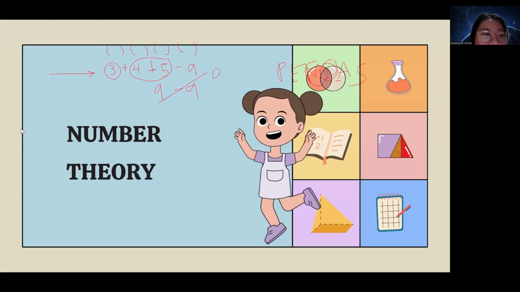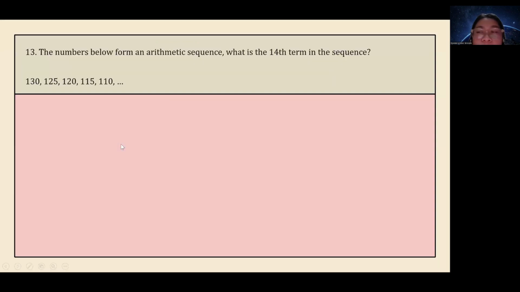Okay, now we are in number theory. So number theory, number 13. Okay, the numbers below form an arithmetic sequence. What is the 14th term in the sequence? So when you say arithmetic sequence, that means that between our consecutive terms, there will be a common difference. Okay, so the difference between our numbers would just be the same. So that means there is a pattern for the difference. Okay? So common difference.